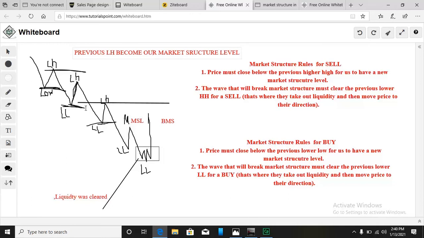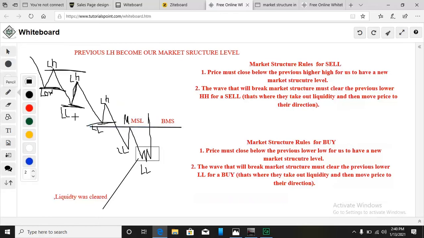Our market structure level. Now, price breaks this particular low, this lower low, then moves up. Now, automatically, this becomes our what? Our market structure level. This particular area here becomes our market structure level, as you can see. Now, this is the turning point.